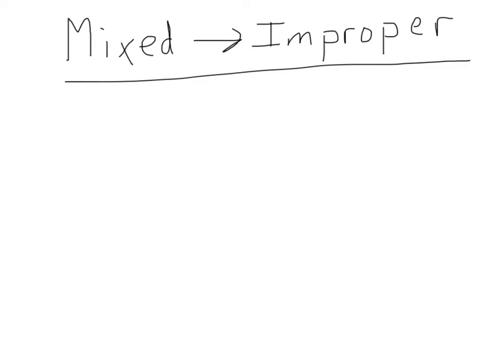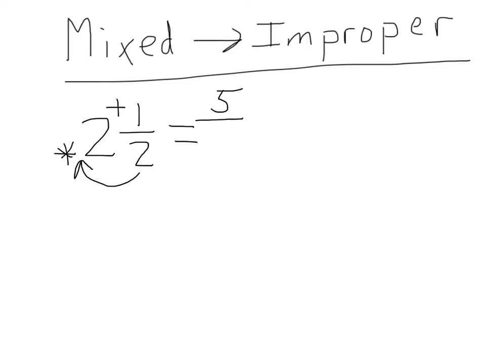This time we're going to go just the opposite way. We're going to take a mixed number, such as 2 1/2, and we're going to make it into an improper fraction. This is where I have to multiply first, and then after that I have to add. So 2 times 2 is 4, plus 1 more is 5. So I have 5, and I keep my denominator at 2.